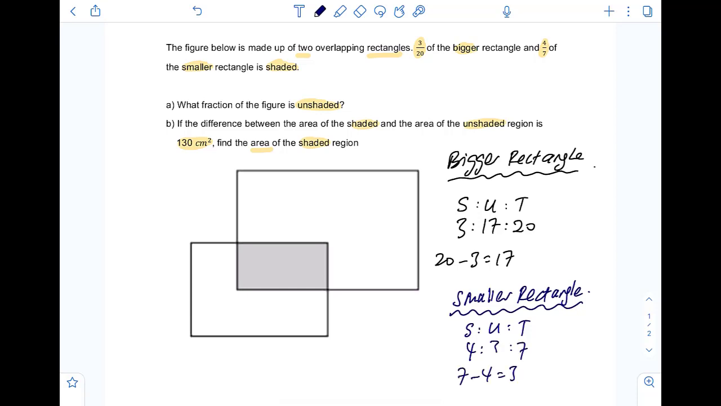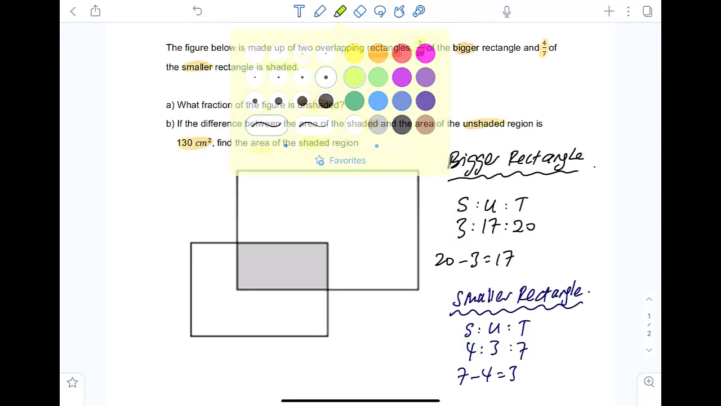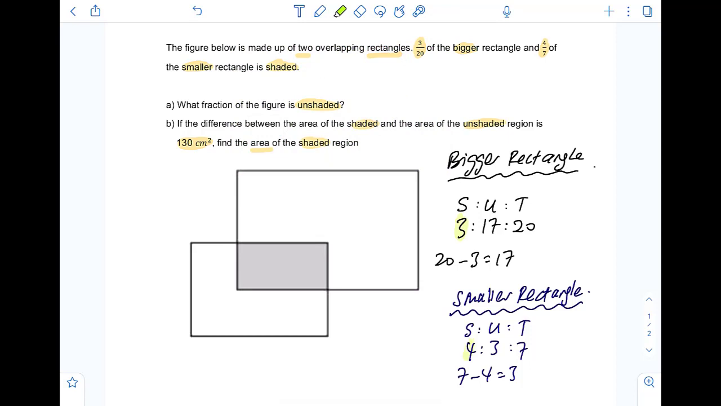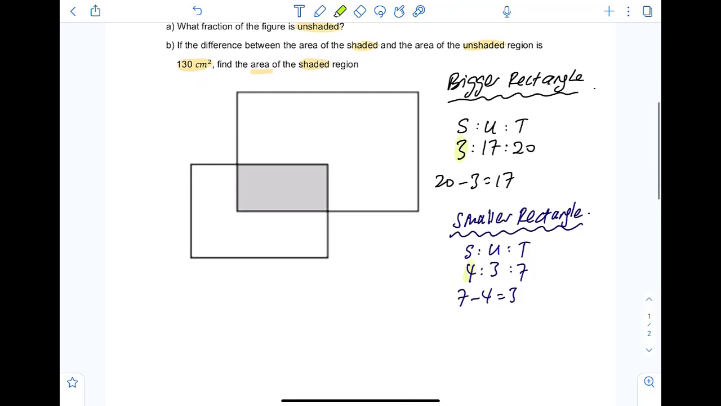So 3 is unshaded. Okay, so take note, friends, as we've discussed earlier, the shaded part must have the same area. It cannot be having 3 units here and then suddenly became 4 units. So the 3 and 4, we must make it the same so that we can compare all of the units accordingly. 3 and 4, a common multiple that we can push to is 12.